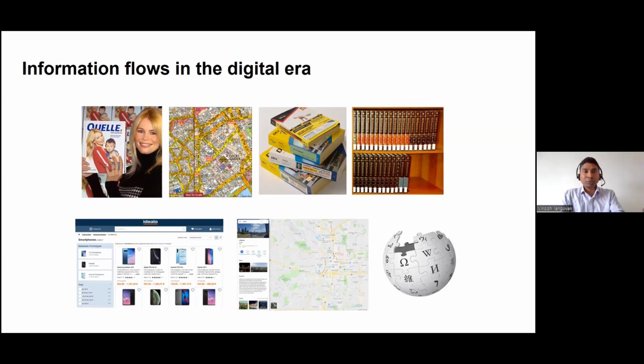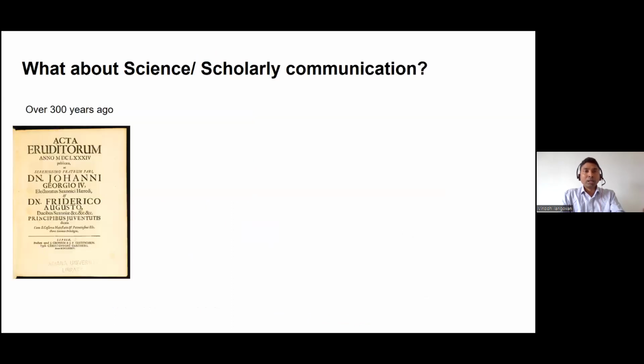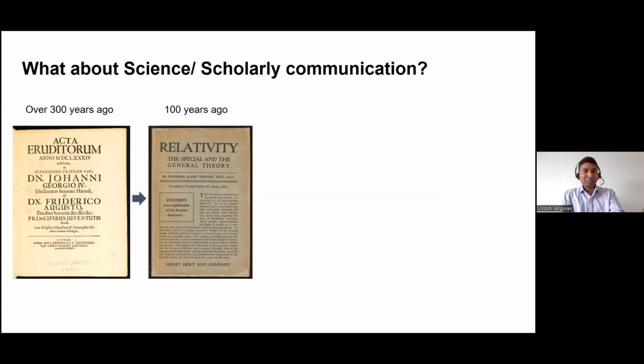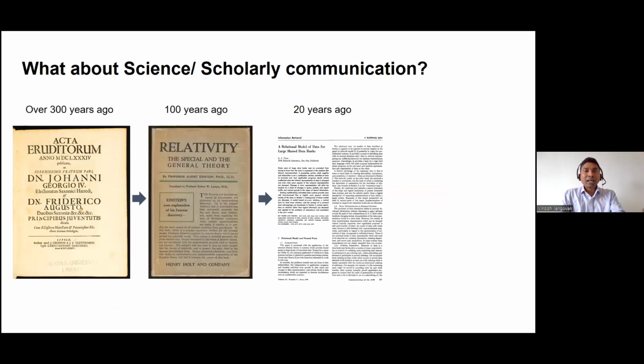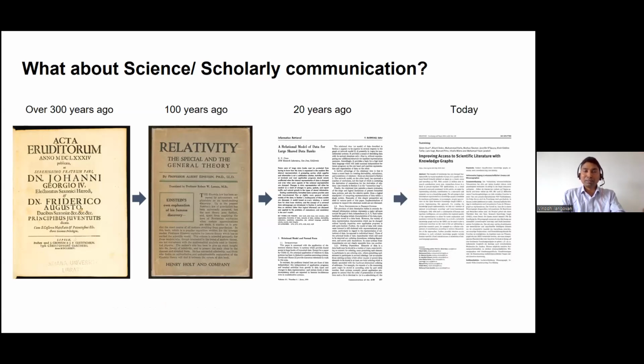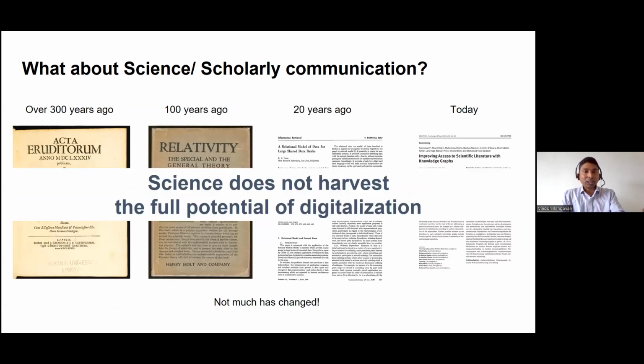But if we look into science in general or scholarly communication, about 300 years ago there were published articles, and that continued until relatively recently. We have only turned the printed article into PDFs, and we have been making better and better PDFs rather than better information flows. So we focus more on the document-centric flow of information rather than the knowledge-centric flow of information. One could say that science has not completely harvested the full potential of digitalization for around 300 years or so.